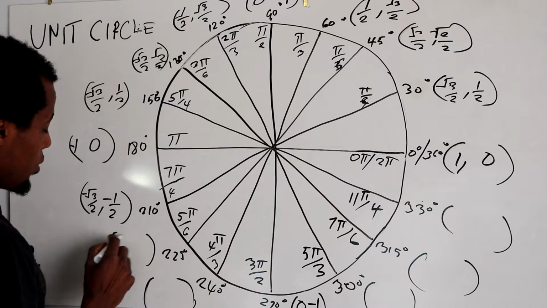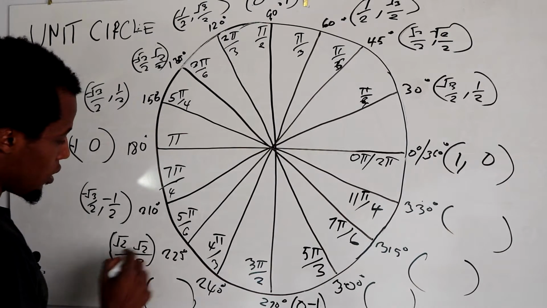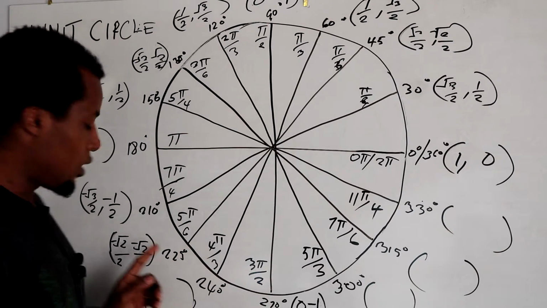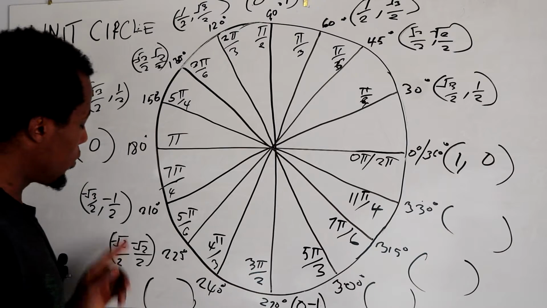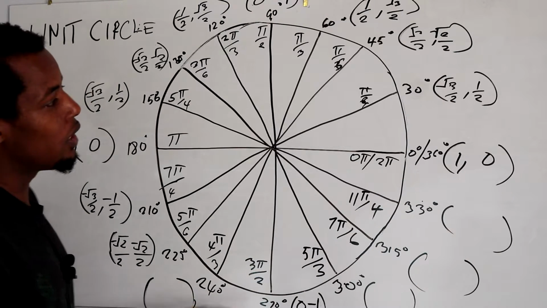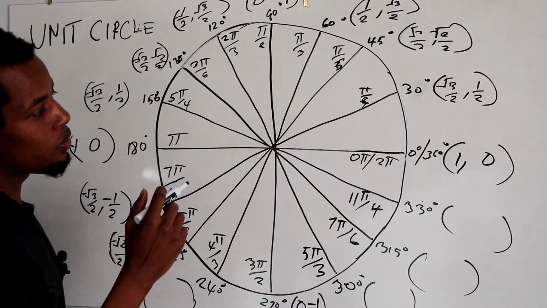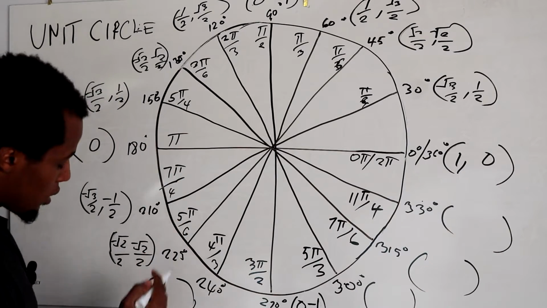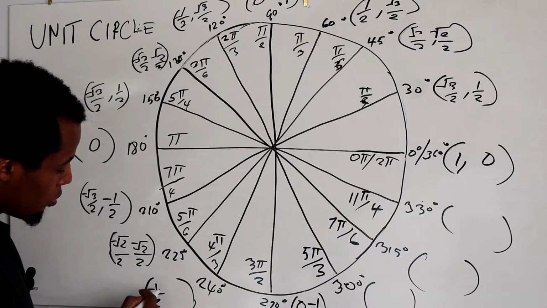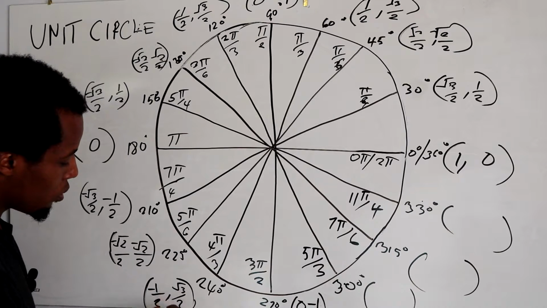So root 2 over 2, because it's always constant, for 225 degrees, but the signs will change: negative root 2 over 2, negative root 2 over 2. And the 240 degrees is going to be 1 over 2, root 3 over 2, but it's going to be negative. So negative 1 over 2, and negative root 3 over 2.